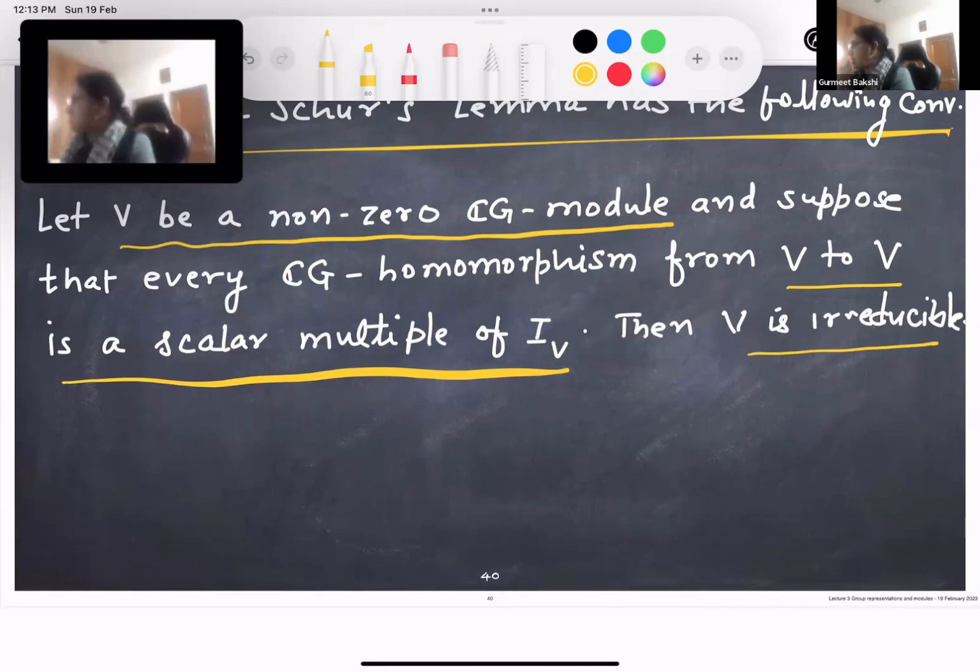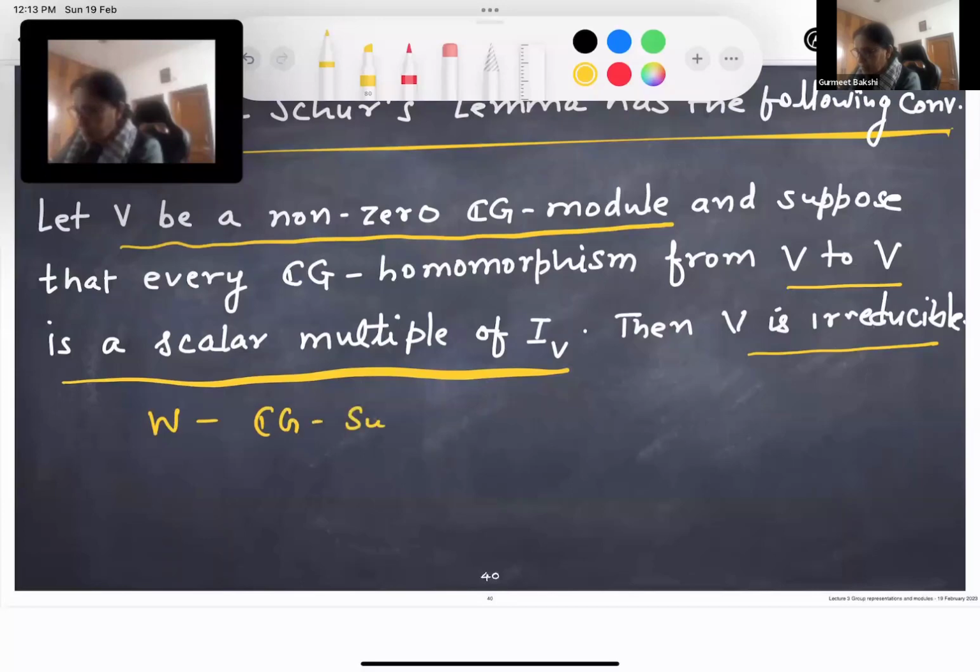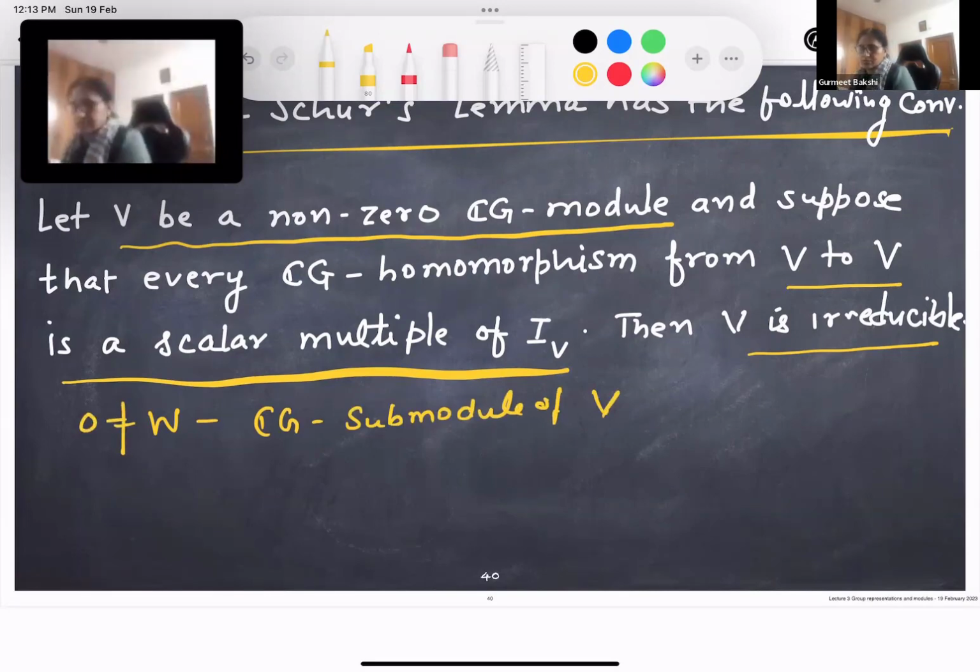Okay. So how do you prove that? You use Maschke's theorem. Suppose W is a CG submodule of V, and you take W to be not zero. Then you prove that W is equal to the whole of V. So you take its complement, take W, and a complement exists using Maschke's theorem.